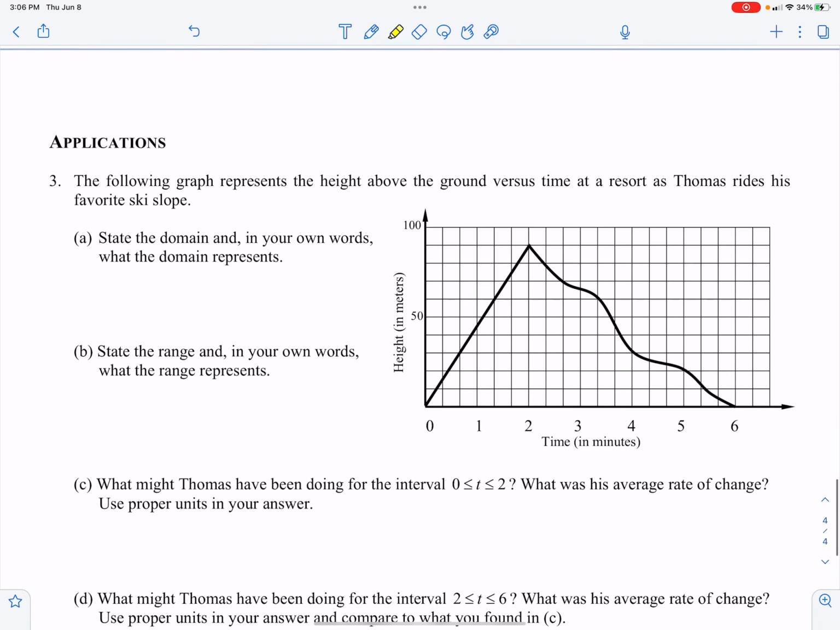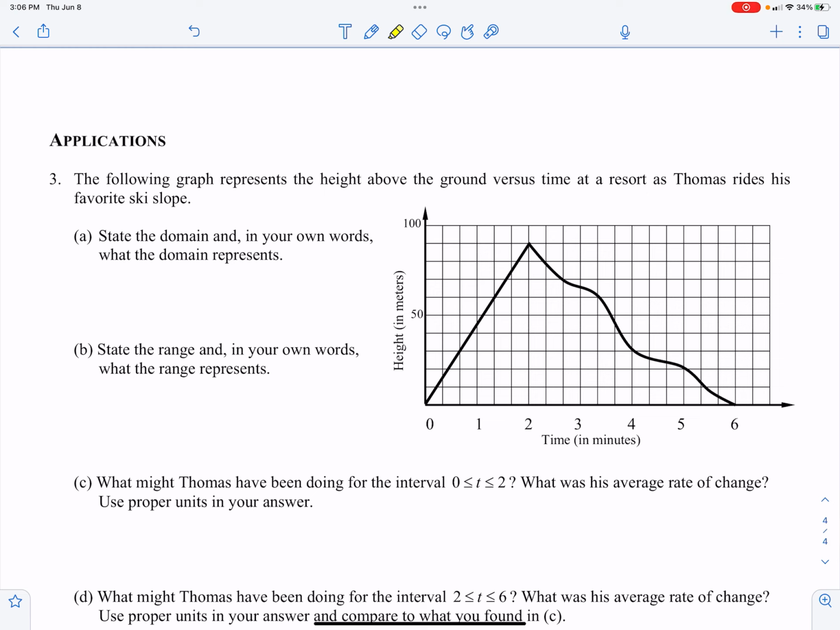Scrolling on to part 3, okay, is our application section and our reasoning section. The following graph represents the height above the ground versus time at a resort as Thomas rides his favorite ski slope. State the domain and in your own words what the domain represents. Well, what's the domain? The domain is the set of all x values. Well, x values in this case would be time.